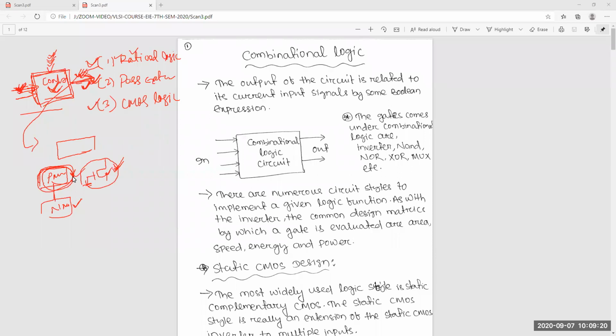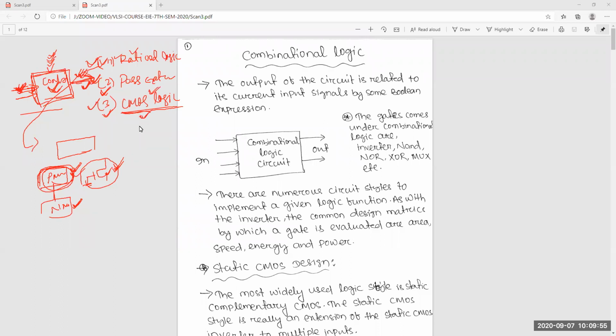Only one component will be used for the PMOS part, and however many are required will be used in the NMOS part. Okay, so this is one type. And the pass gate is for high performance operation. Generally pass transistor logic is used, but here we will discuss the CMOS logic, because there are a lot of advantages of CMOS.